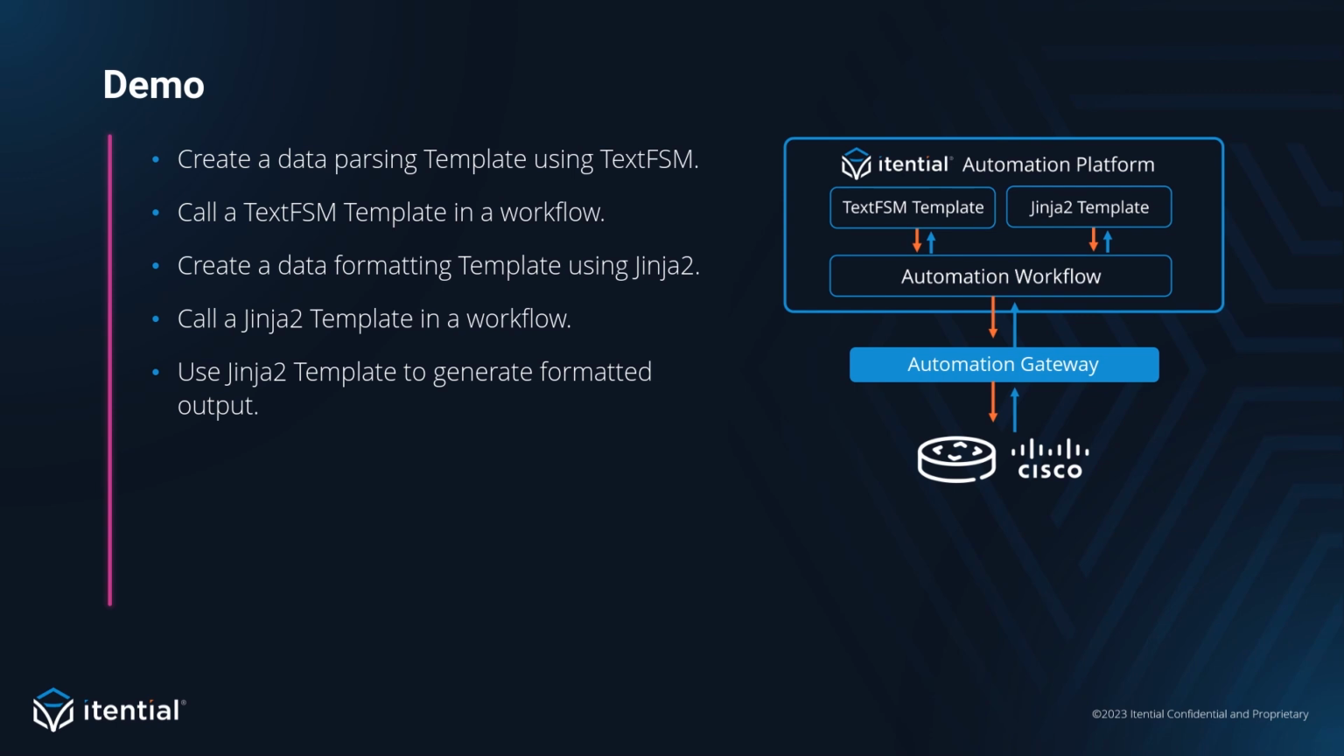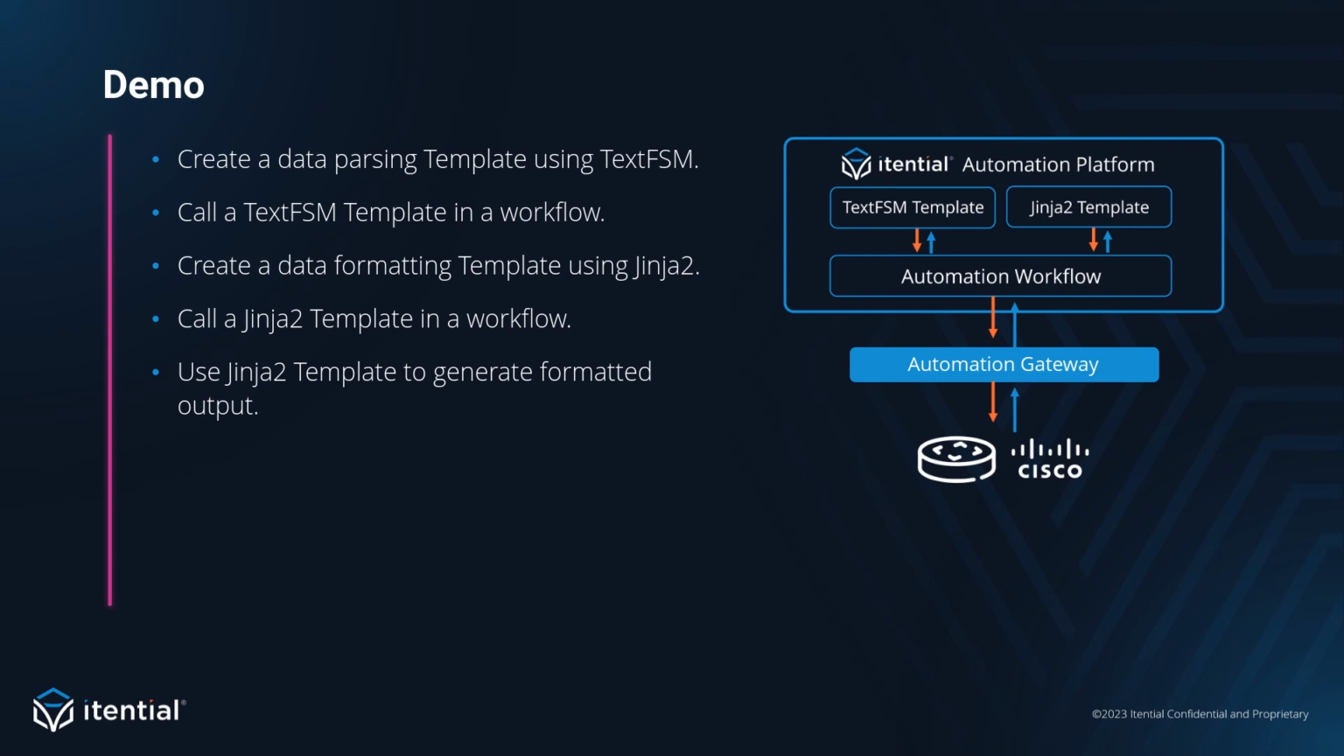So before we move on to the demo, let's just take a quick look at what we'll be doing. Of course, I want you to see how we create a data parsing template using TextFSM. And then the next step to that is how to use that in an automation workflow. So this isn't just a standalone item. We want to be able to build these not just to use them in our visual canvas, but to actually execute them as part of a more robust network automation inside of a workflow. So we're going to see how we can leverage that in a workflow.